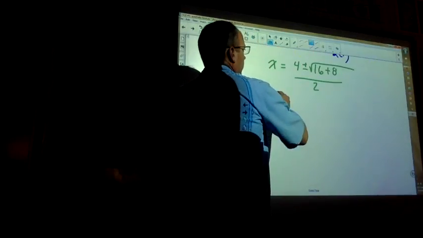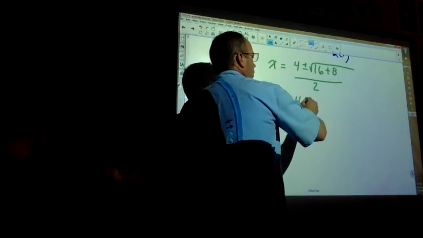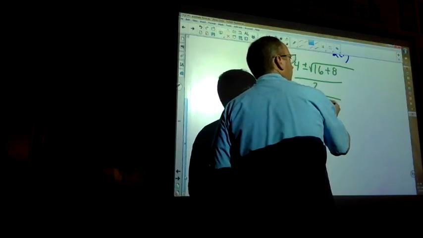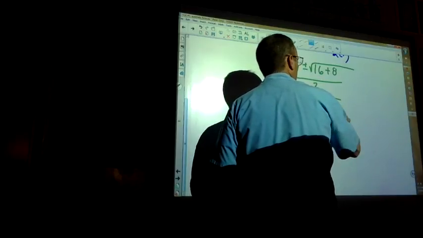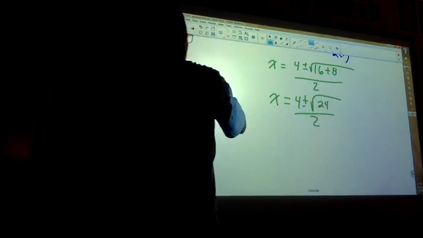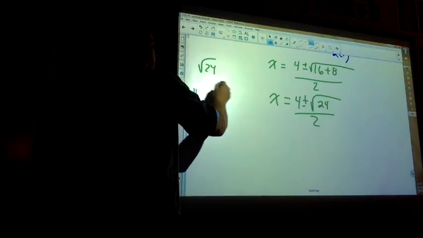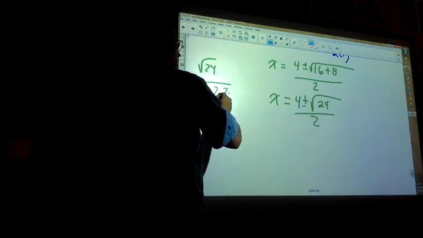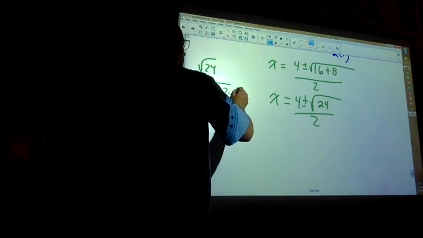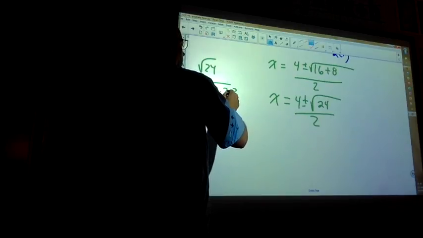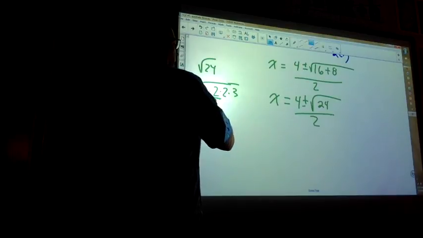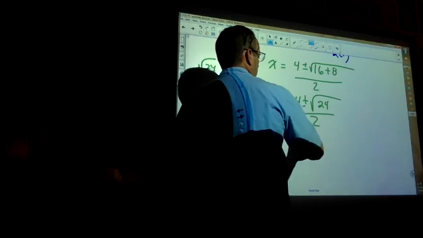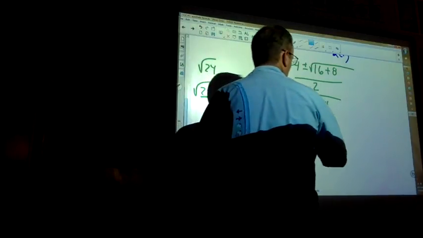Okay. So I get x is equal to 4 plus or minus the square root of 16 and 8 added together, which gives me 24, all over 2. Can I break root 24 down? That's going to be 2 times 12. 12 is 2 times 6. 6 is 2 times 3. So 2 times 4, 8. Yep, there it is. I'm looking for pairs. So how can I rewrite root 24? 2 squared times 6. Awesome.